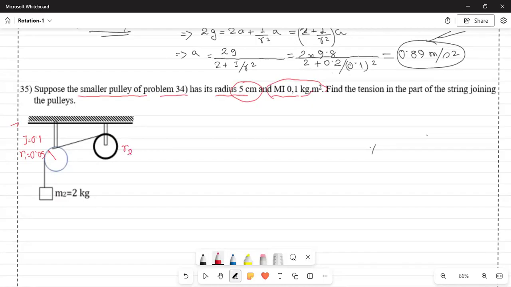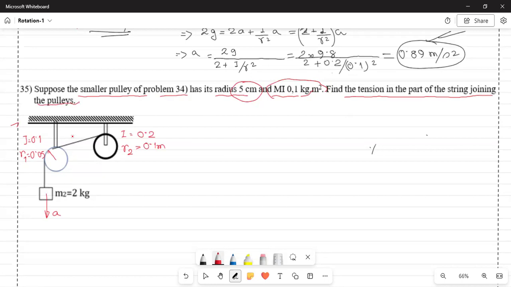The bigger pulley, its values were already given. Now let us write this is R2 and this is R1. R2 was already known as 0.1 meter. That means the bigger pulley's radius is double that of the smaller pulley, and its moment of inertia is also larger, 0.2, whereas the moment of inertia of the smaller one is 0.1. Now, this mass is still moving downward with an acceleration A. Here, the question is not the acceleration. Find the tension in the part of the string joining the two pulleys.